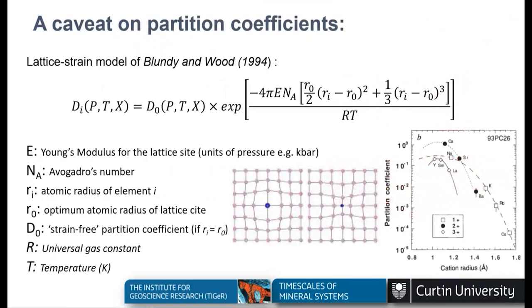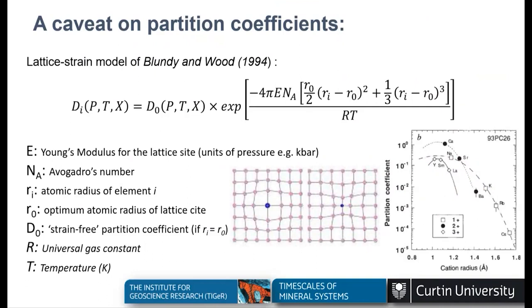In reality, those D values are very complex, how you get them. So I won't go into the detail here, but they're a function of pressure, temperature, composition, and also they're element and mineral specific. If you're interested in more, you can look at this paper by Blundy and Wood in 1994. They show how these D values change for different elements. Basically it depends on how well they fit into the crystal structure for specific minerals.